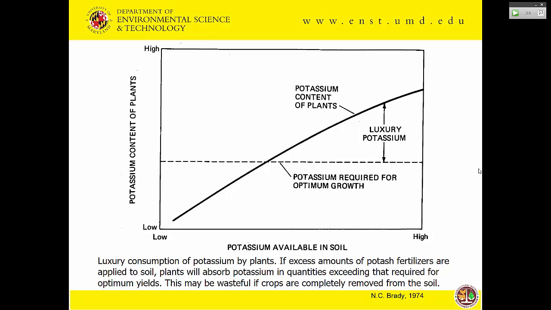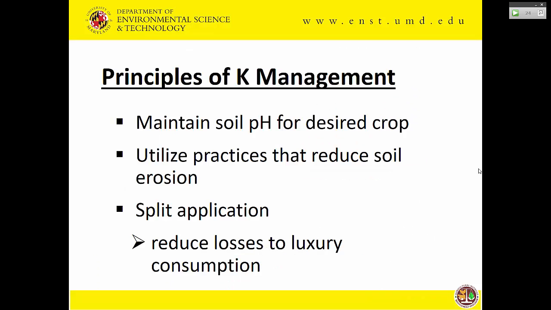And this is an example. This is the potassium content of the plants. This is what plants typically need. But if there's more potassium in the soil, then plants are going to say, oh, we'll take a little bit more. And when we harvest the plant, it's gone. So again, a net loss. And it could be a loss especially if that potassium is applied through fertilizers.